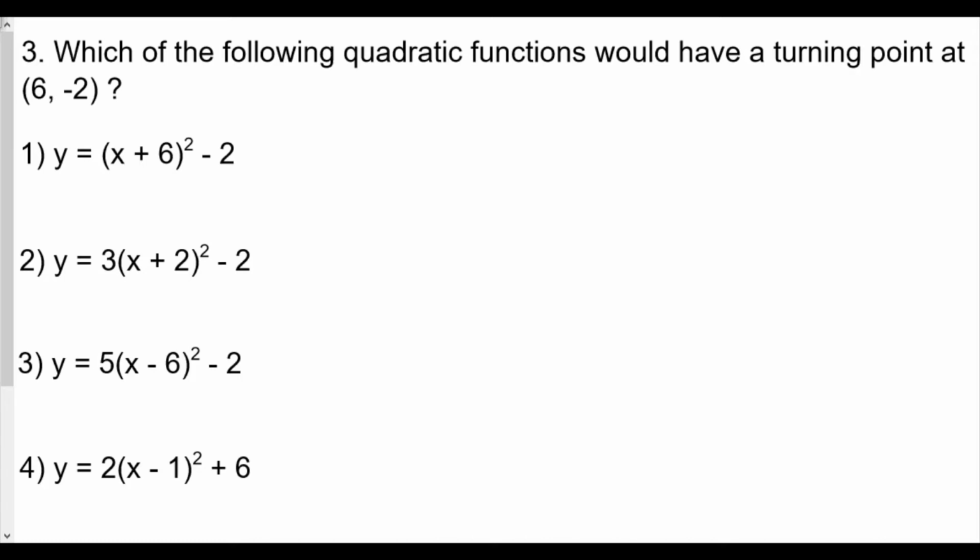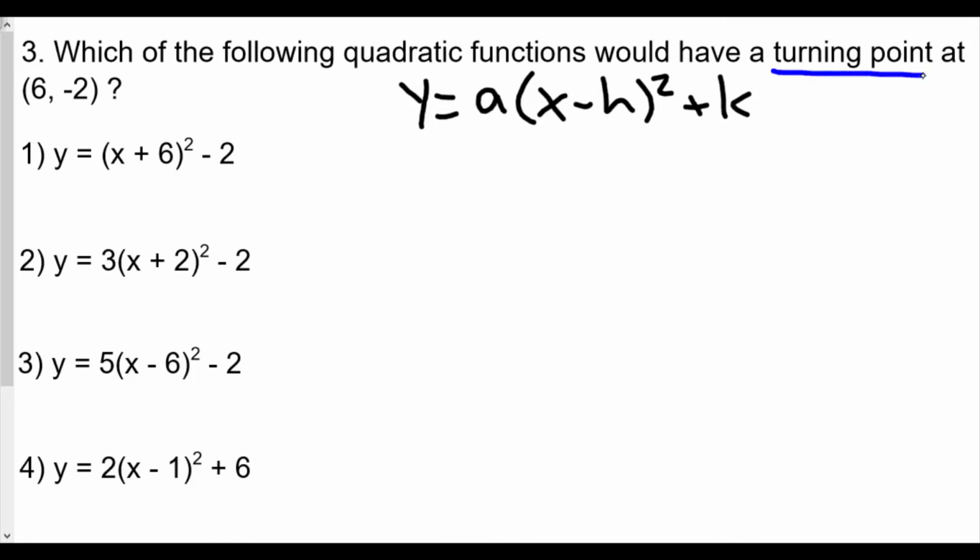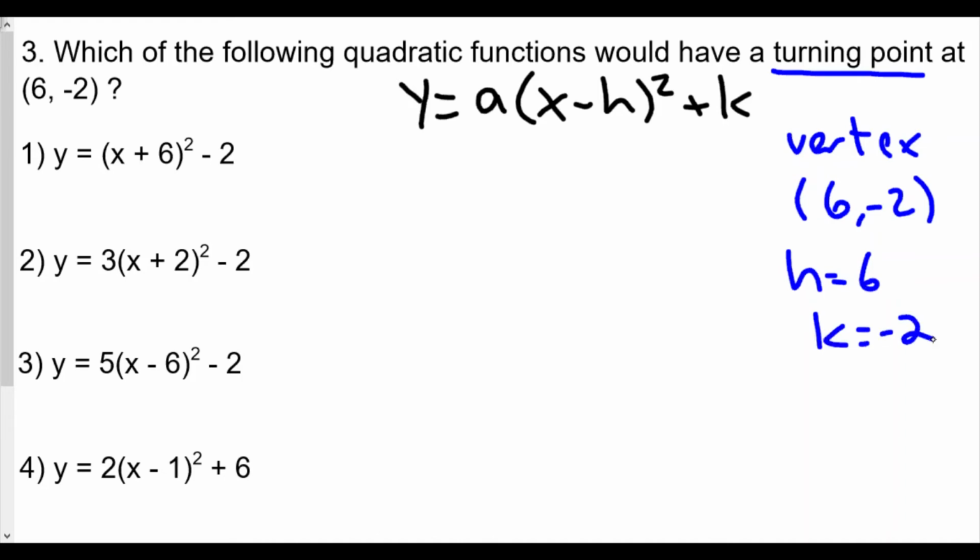Which of the following quadratic functions would have a turning point at 6 comma negative 2? Again, we're relying on our vertex form of a parabola, y equals a times x minus h squared plus k. Here they tell us that our vertex, or turning point, is another word for vertex, just to let you guys know. And so our vertex is 6 comma negative 2. Therefore, our h value is 6, and our k value is negative 2.